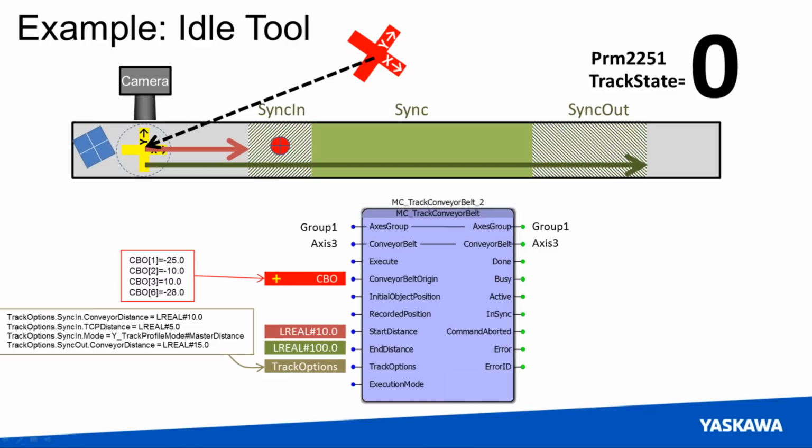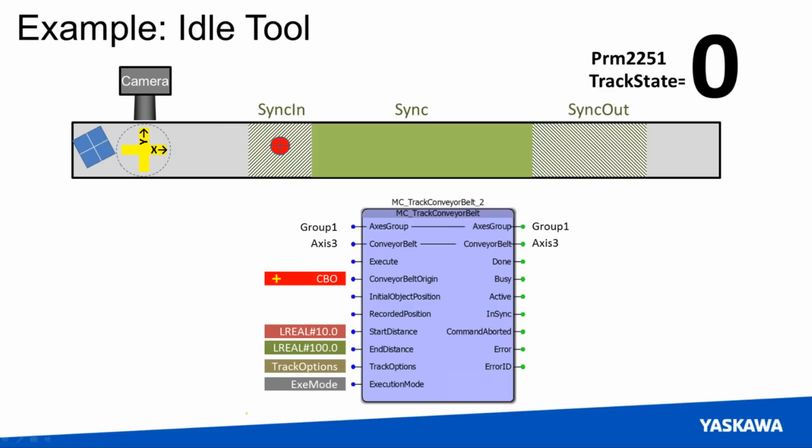And on the output side, I still need to define a conveyor distance, and that is going to be 15 units. If we're still in conveyor tracking, when we hit 100 minus 15, so 85 units from the conveyor belt origin, then we will begin sinking out. Next, I have to define the execution mode. This tells us when we begin our conveyor tracking. In this case, we're just going to start it immediately.